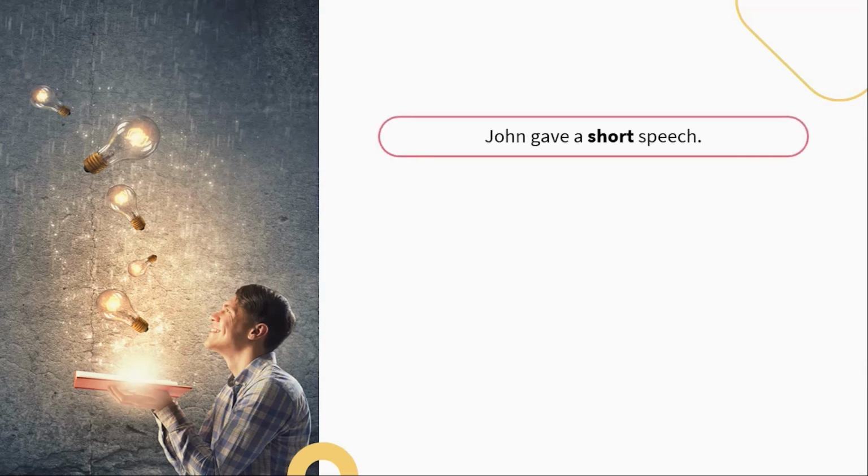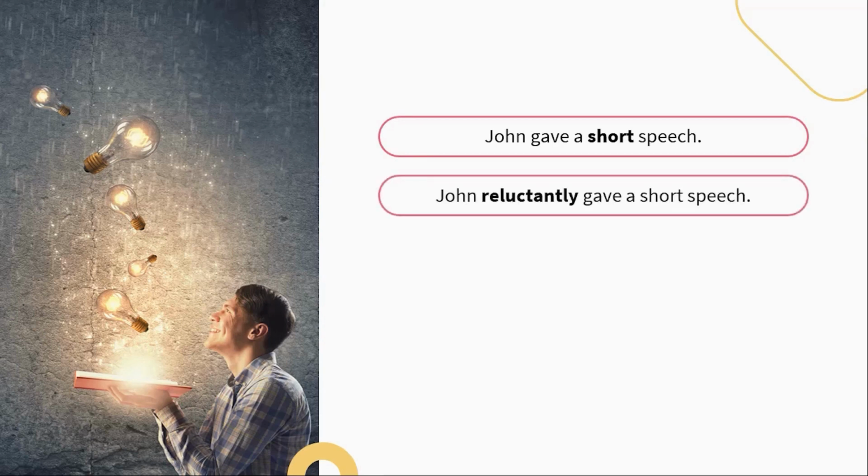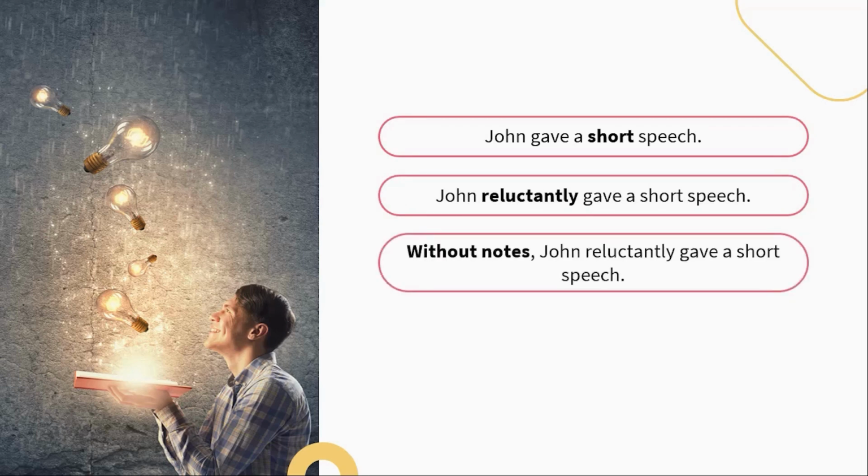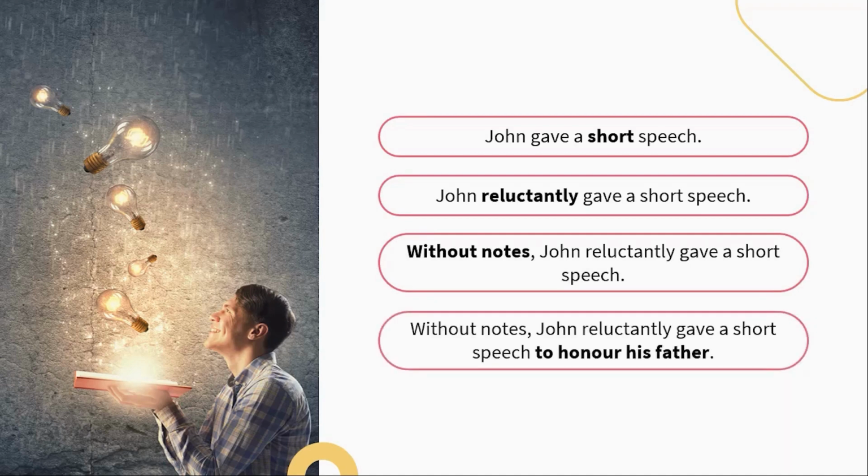Right, we could talk for ages about sentences, about how we can turn a simple sentence into a far more complex story by doing various things. How about adding an adjective, short? John gave a short speech. Adding an adverb, like reluctantly. John reluctantly gave a short speech. Adding an additional phrase, without his notes. Without notes, John reluctantly gave a short speech. Or a clause, to honor his father. Without notes, John reluctantly gave a short speech to honor his father.